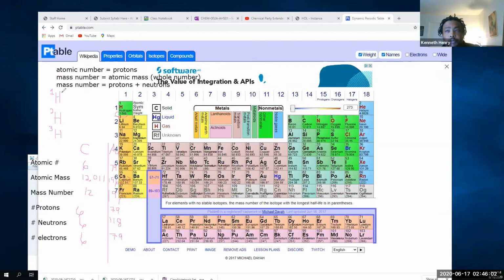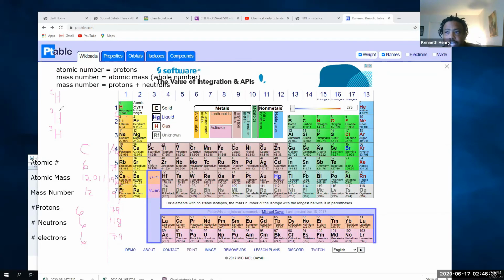The difference between this isotope and the others, and we can actually isolate them based upon weight, is this: what do you think is going to be varying in this case? In this one, how many electrons do we have? 1. How many protons? 1. How many neutrons? We don't have any. That's right, 0.